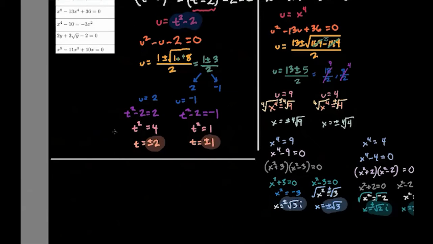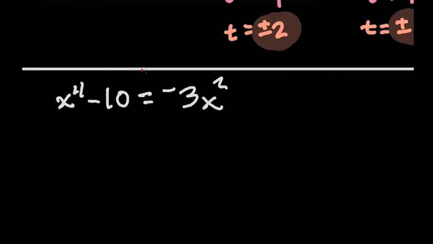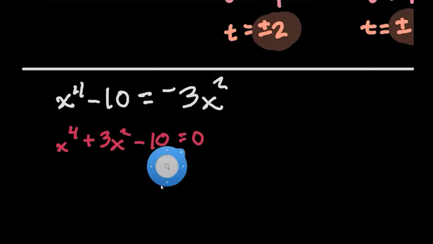All right, so then I'm going to copy down the next one real quick. So it's going to be x to the fourth minus 10 is equal to negative 3x squared. All right, I'm going to put this in standard form first. So I'm going to add the 3x squared to both sides. So it's going to be x to the fourth plus 3x squared minus 10 is equal to 0.